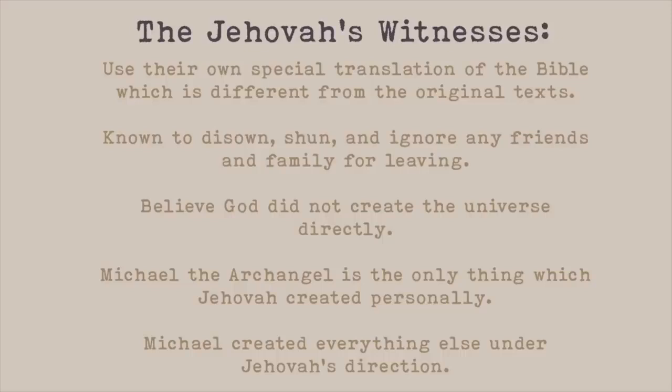For example, many people categorize the Jehovah's Witnesses as a cult for various reasons. A few are listed below. They use their own special translation of the Bible, which is different from the original texts. They're known to disown, shun, and ignore any friends and family for leaving. They believe God did not create the universe directly. Michael, the archangel, is the only thing which Jehovah created personally. Michael created everything else under Jehovah's direction.